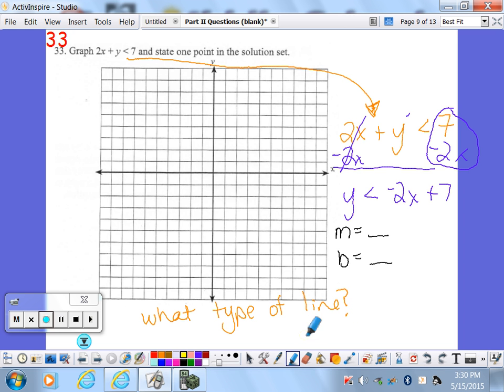Okay, so you're going to look at this inequality sign, read it out loud, and decide what type of line. And our other decision that we make with inequalities is which way do we shade? Will we shade above the line or below? You will also read the inequality out loud to help you decide which way you will shade. Okay? Remember, the shaded region represents your solution set, and this question does tell you to state one point that falls in that region. So somewhere on your page, you need to list one point. Go ahead.